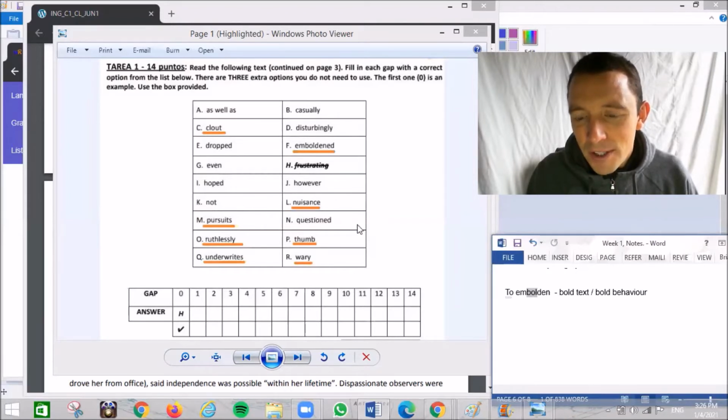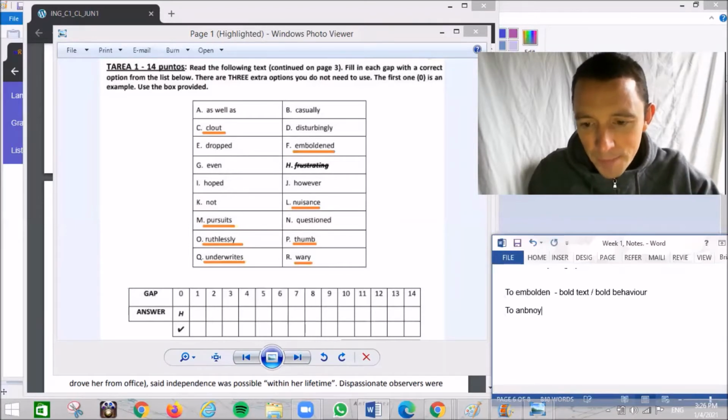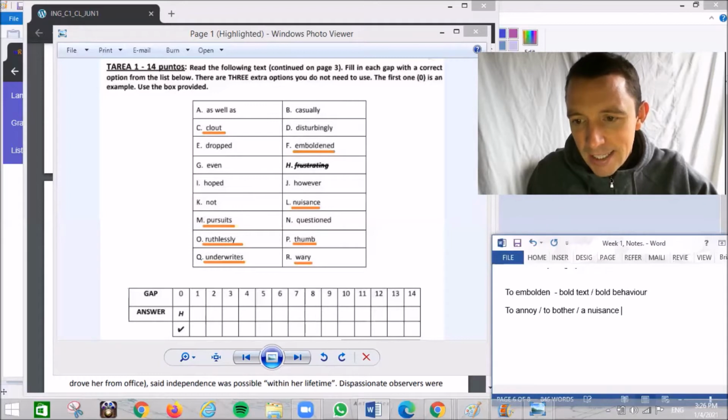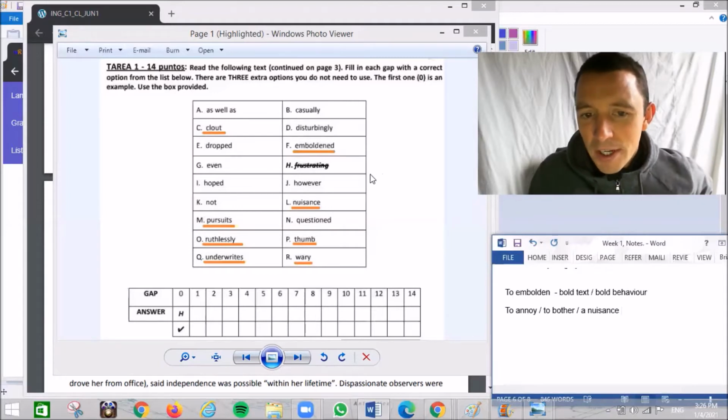L is very important also. It's a nuisance, and it's similar to a problem or something annoying. Okay, if something is bothering you, annoying you, it's a nuisance. To annoy, I will write here, or to bother, it's like a nuisance. It's a very good word. It's very good vocabulary. And I'm not surprised it's the C1 here, okay?